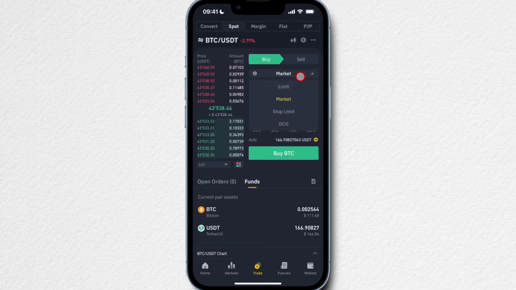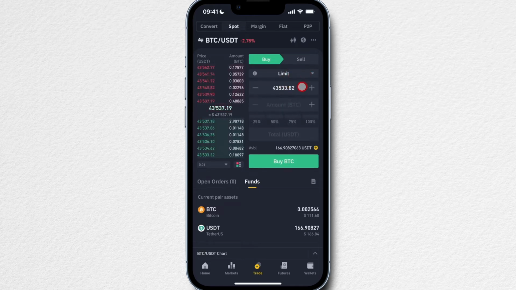Then there's a couple of different order types. What I want to go over is the limit order and also the market order. So let's start with the limit order. The advantage of using a limit order is you're able to set the price that you want to pay for one Bitcoin. So let's say currently the price of Bitcoin is around 43,500 US dollars.